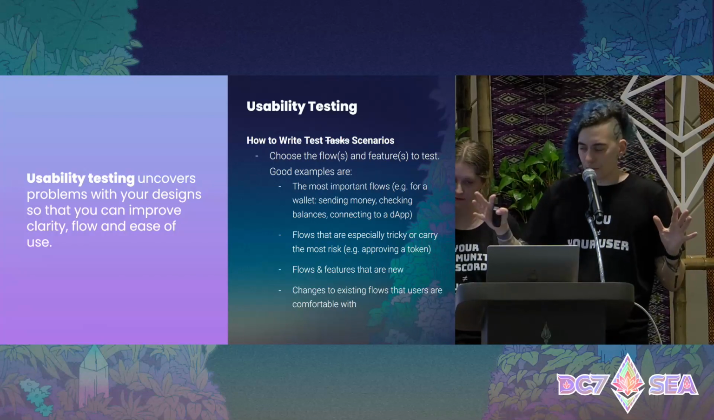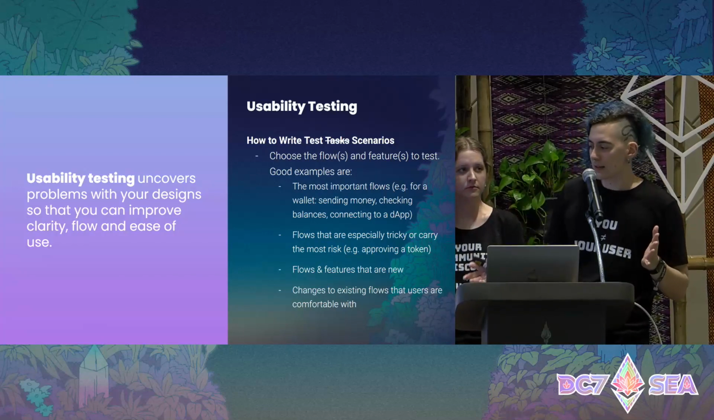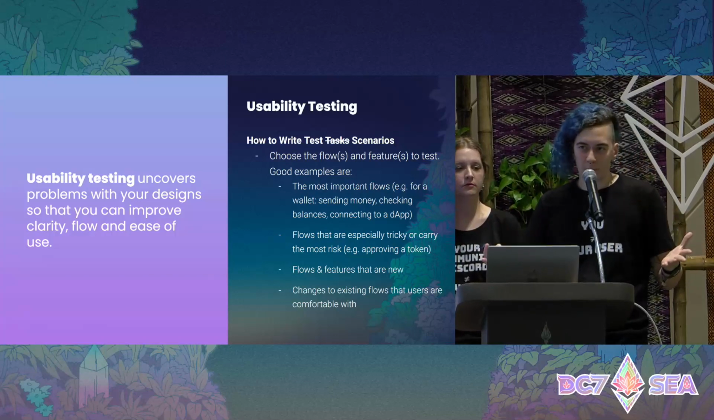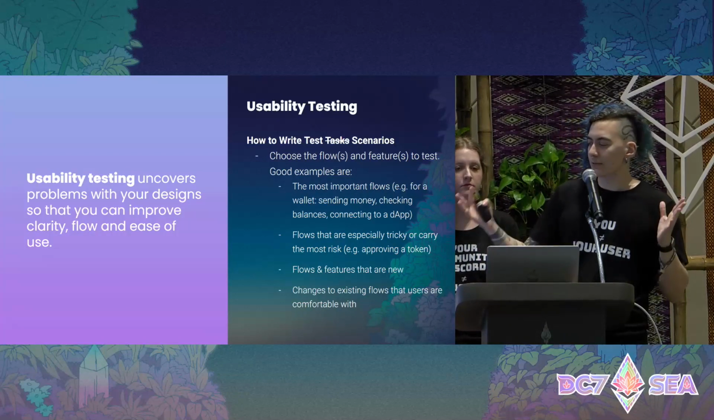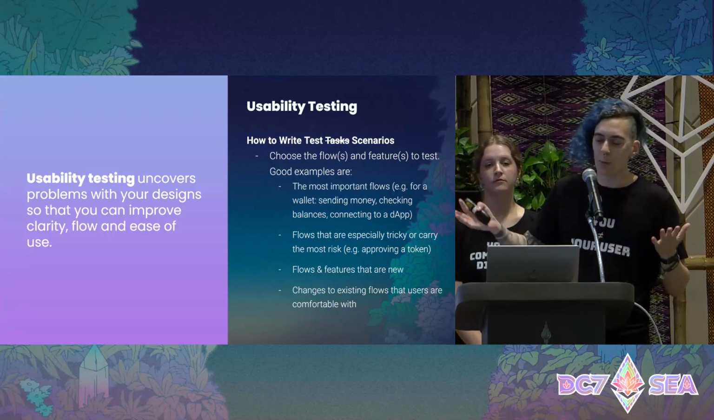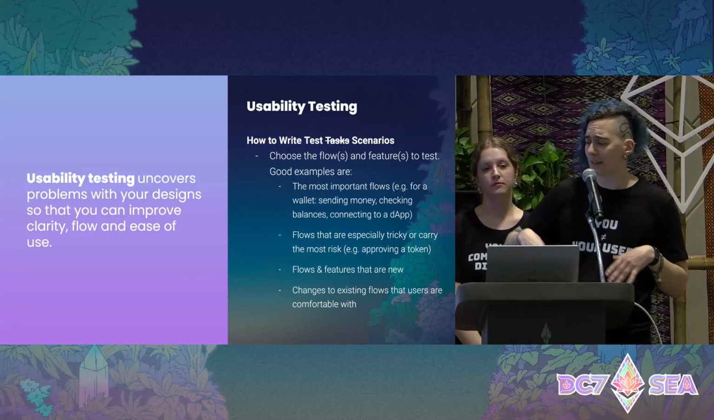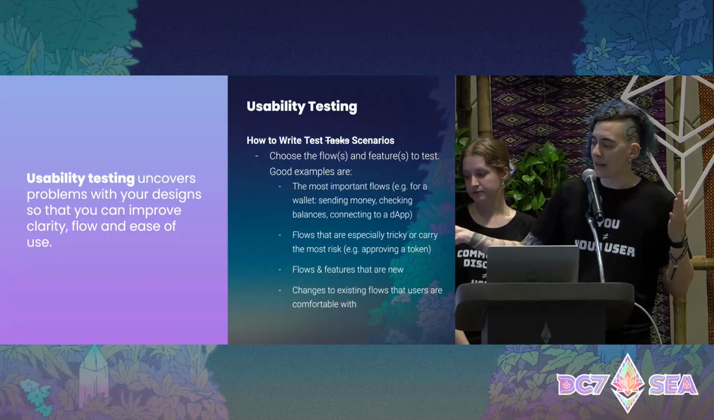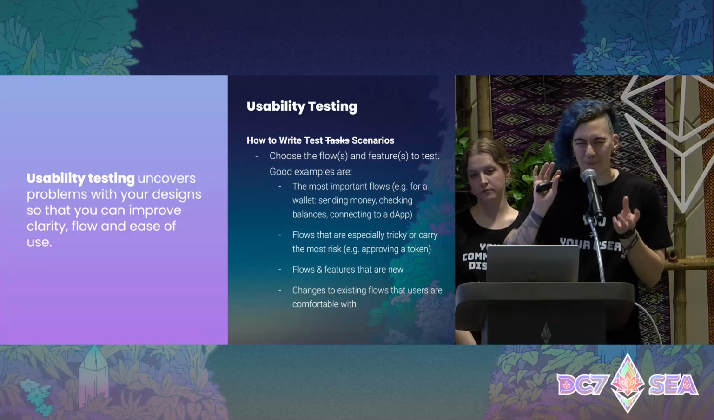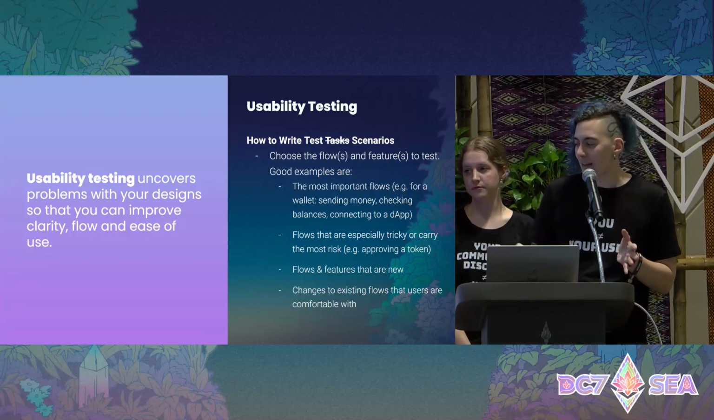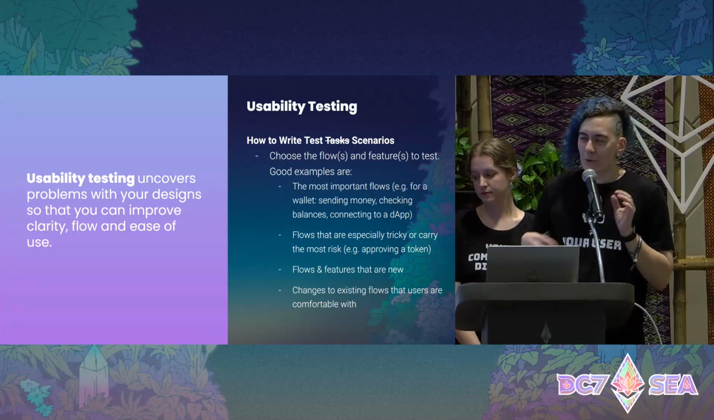Choose a flow or a feature that you want to test. For example, it's a really, really important flow for your product. So if you're just starting with testing, it can be, I don't know, for a wallet, sending money, checking balances, connecting to a dApp, stuff like that. It can be a flow that you know is a particularly tricky one or a really, really risky one.